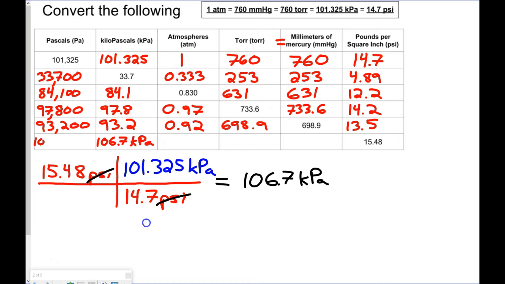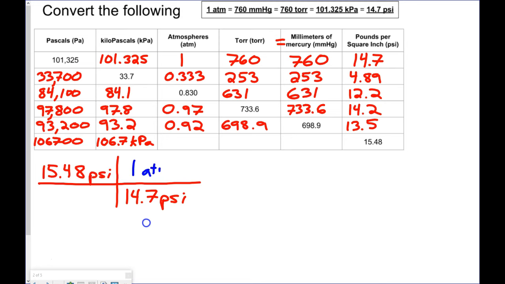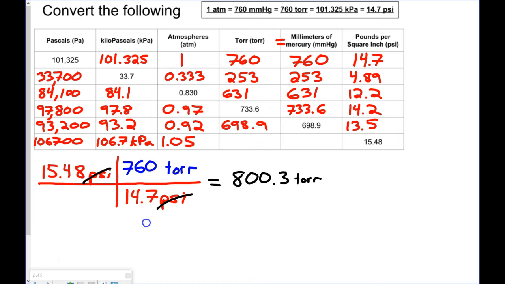Go from kilopascals to pascals, multiply by 1,000. Let's clear this off, convert it for atmospheres. 1.05 atmospheres, so a little bit higher than what you'd be used to. You'd find that in Death Valley. Converting it to torr, 800.3 torr. That's going to be both torr and millimeters of mercury, and I've converted all of these ones here.